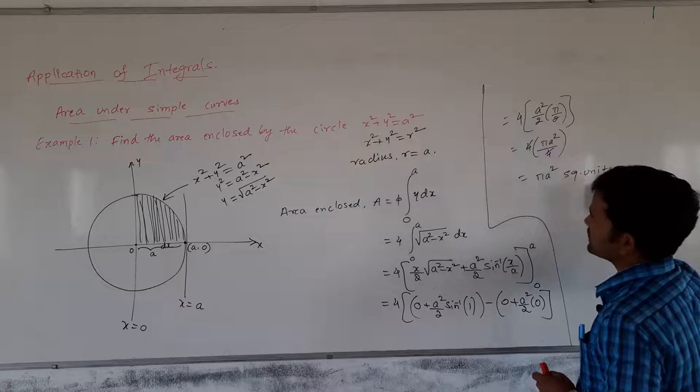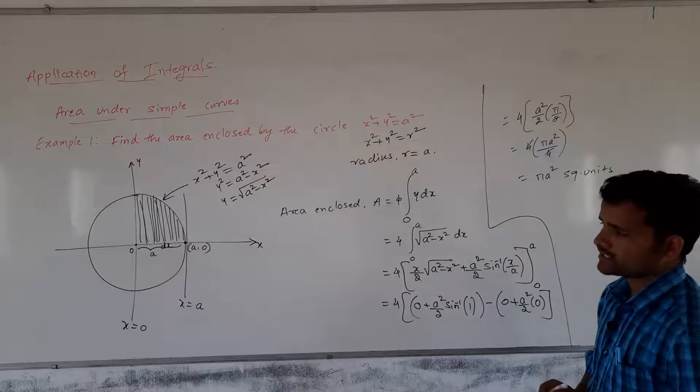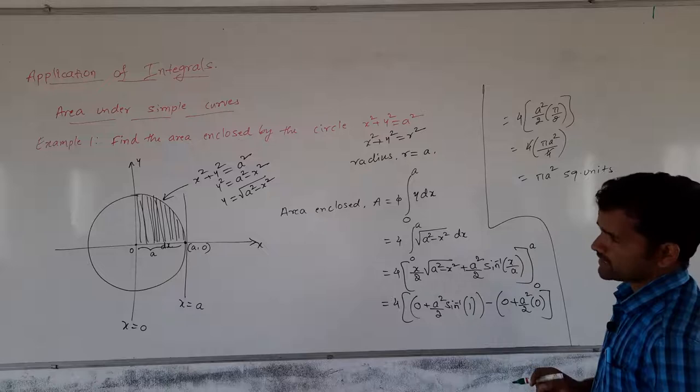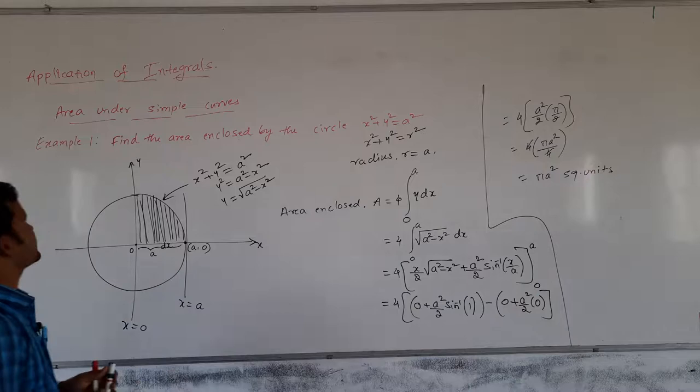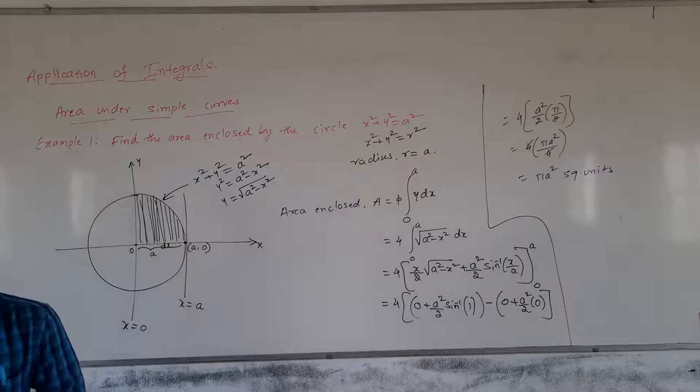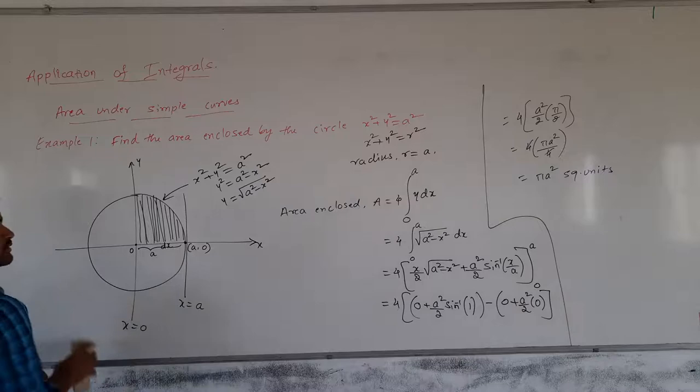See, already we know the area under a circle formula, that is pi r square. In place of r, a is there, we are getting pi a square here also. This is correct. This is about the first example under the heading area under simple curves. Now let us take the next example. The same problem we can try with taking horizontal strips also, no problem, the answer should be the same, we should get pi a square only.